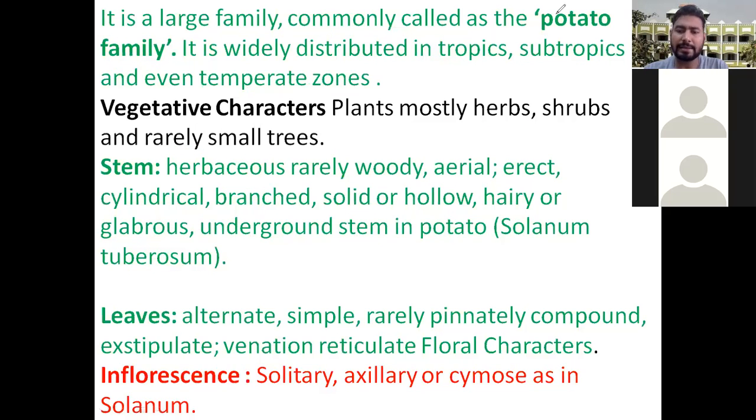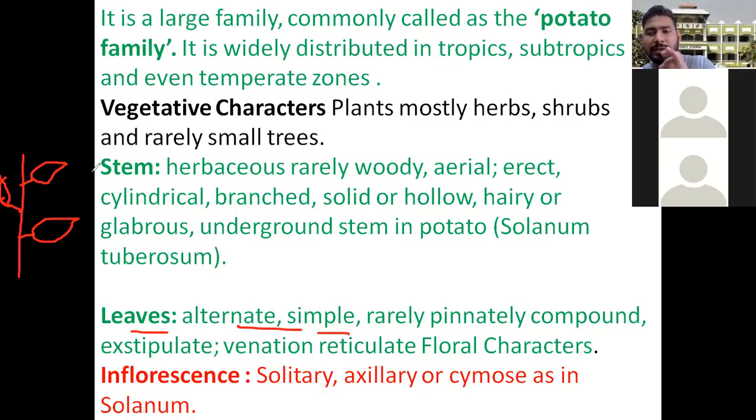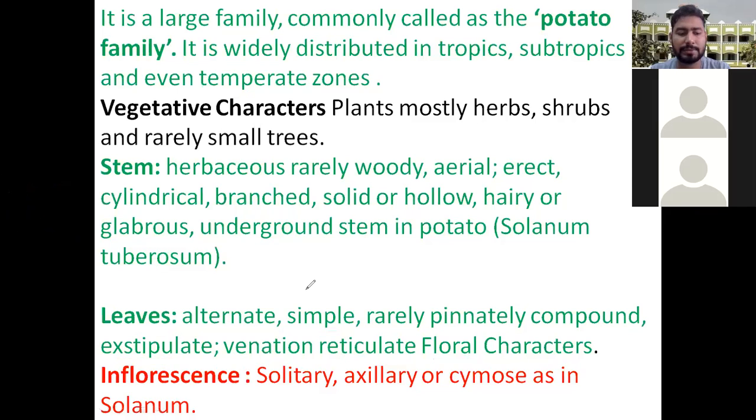Okay, next, leaves, alternate, simple. Alternate means suppose that this is the leaf, that is the leaf, and here they arise like that. Simple leaf means everything is there, petiole, leaf base and lamina. Then rarely pinnately compound. Exstipulate, no stipules. Venation reticulate. So venation reticulate means you can say it is the dicot plant.